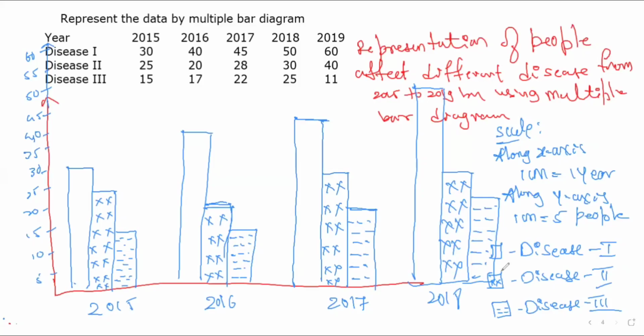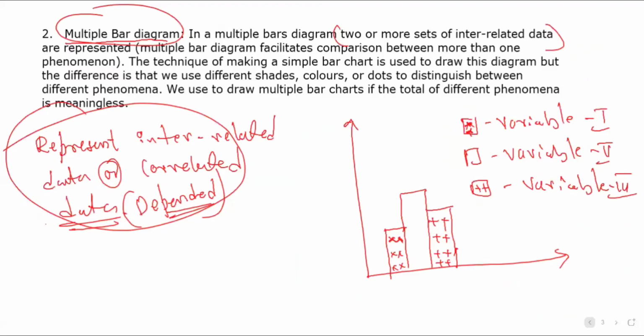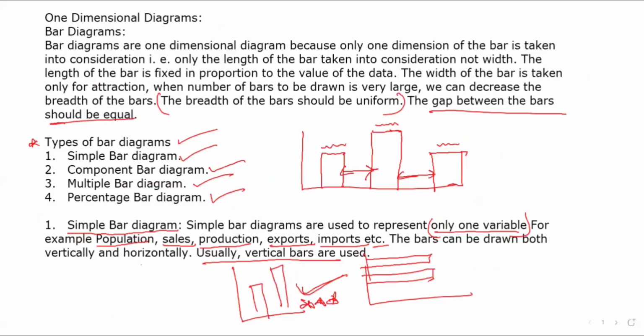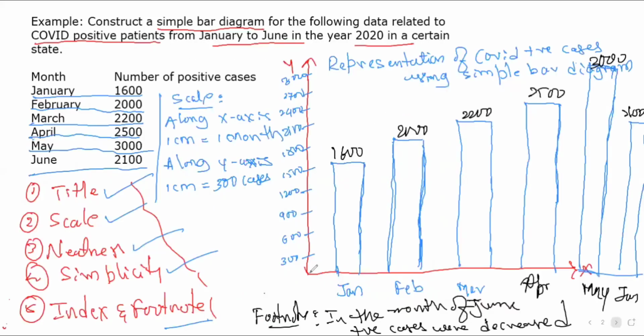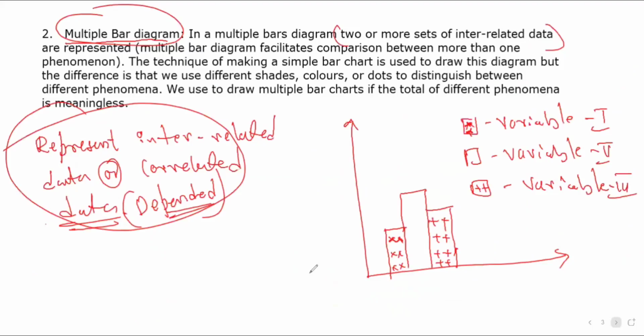This is the multiple bar diagram. I hope it is clear about simple bar diagram as well as multiple bar diagram. First we discussed the bar diagram: bars are nothing but what we consider like this. After that, we have four types of bar diagram: simple bar diagram, component bar diagram, multiple bar diagram, and percentage bar diagram. In a simple bar diagram, we represent only one variable. To represent two or more interrelated variables, we require a multiple bar diagram.